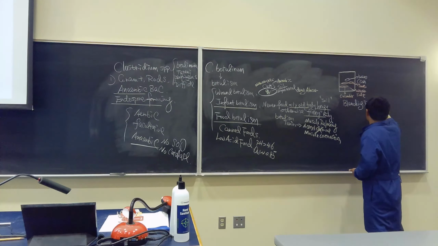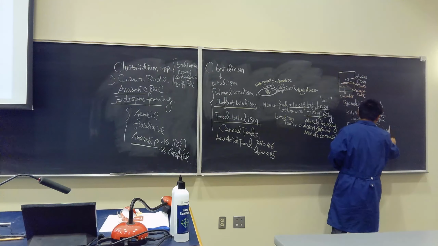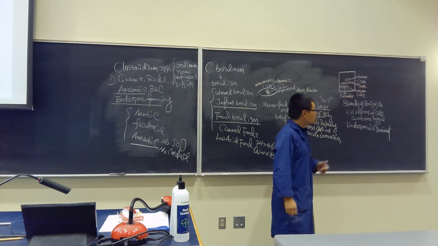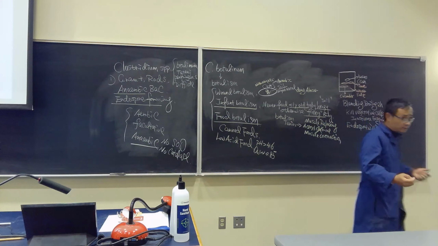No, there's no effect on the endospore. The endospore will survive, but actually it will become dominant. Instead of just surviving, it will be dominant. Because all the vegetative cells have died, the endospores start to multiply, and it dominates the whole can.